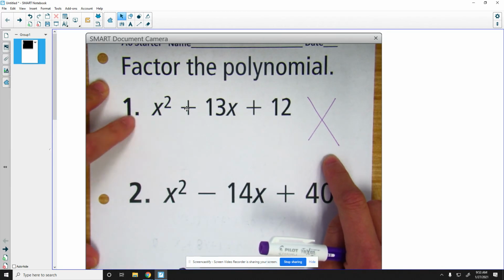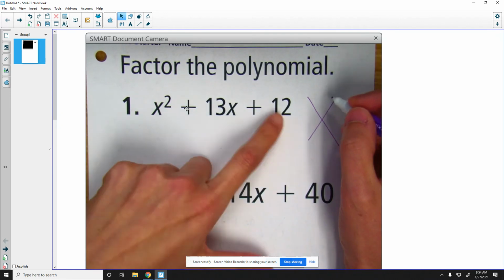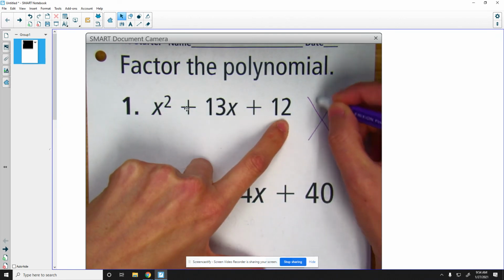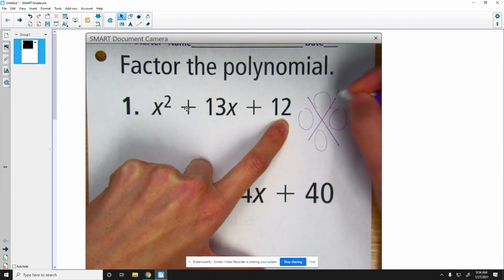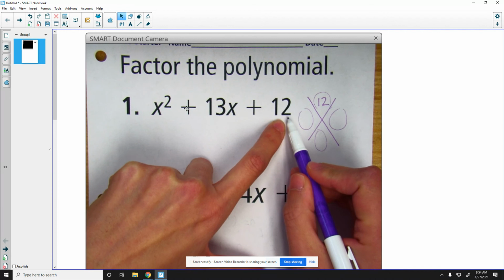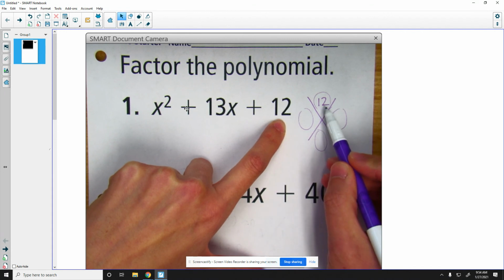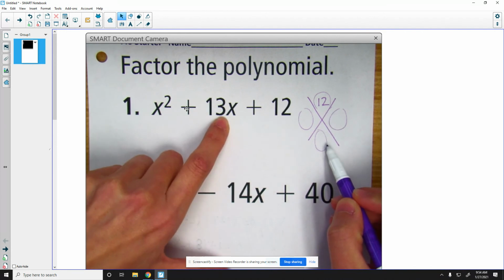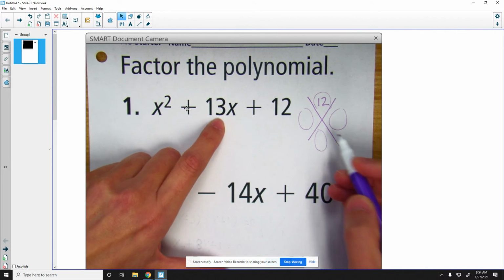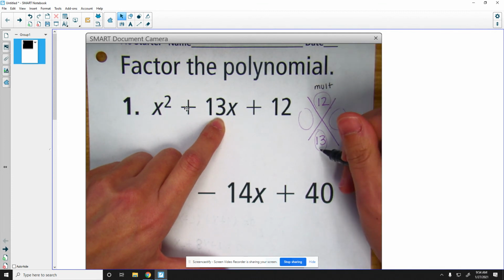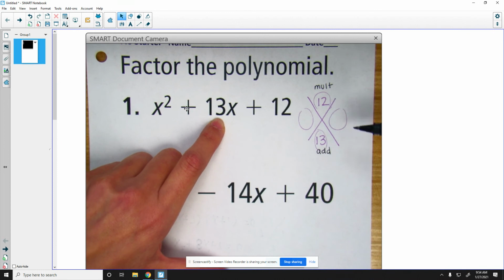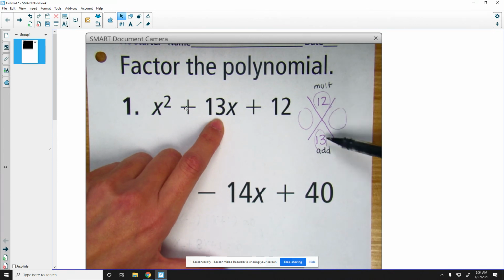In this X, you see how there's 4 sections where you can put stuff in? The top thing is where you always put the last number. The last number is 12, so you put it on top. The bottom one is where you put the second number. The second number was 13, so you put that on the bottom. Now it takes a little bit of mental math. Think of 2 numbers that multiply to 12 but add up to 13.